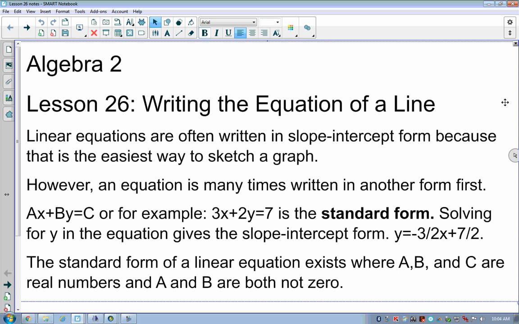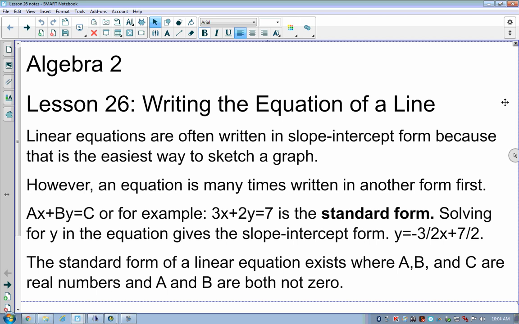Solving for y in the equation would give us the slope-intercept form of the equation. We would subtract 3x to the other side, so we'd get 2y equals negative 3x plus 7. Then we would divide both sides by 2, which is going to give us negative 3 halves x plus 7 halves, or plus 3.5. So do we understand how to convert from the standard form of the equation to slope-intercept?